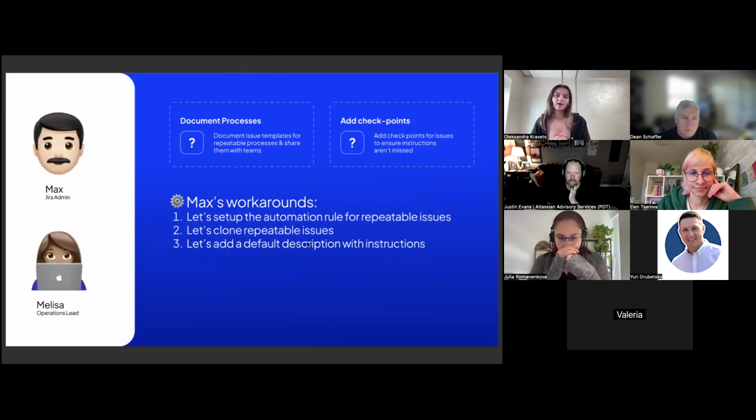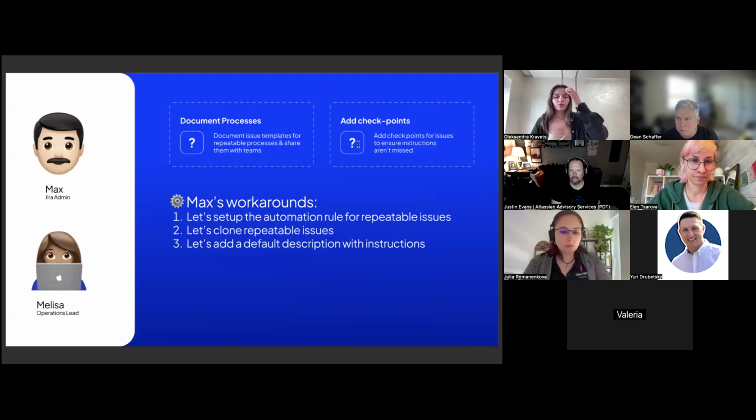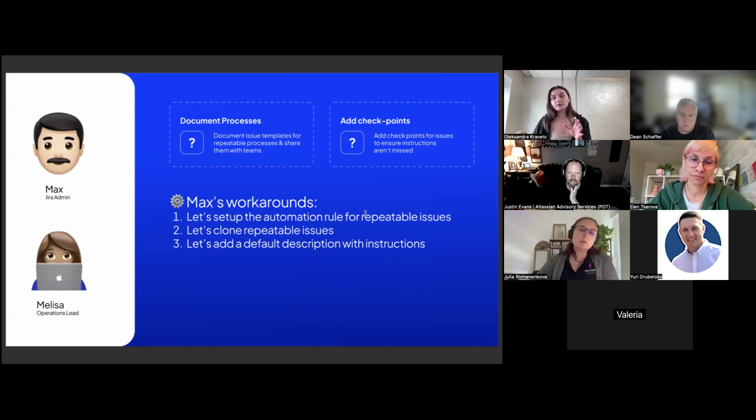So Melissa and Max get together and start to think, okay, what would be the possible workarounds in order to document processes and make them actionable, in order to add those checkpoints? One of the pretty common workarounds is to set up an automation rule for the repeatable issues. So let's say we're creating the onboarding request from the JSM portal, and if it needs to be broken down into different issues for different teams in different projects or different boards, we can just set up the automation rule for those.